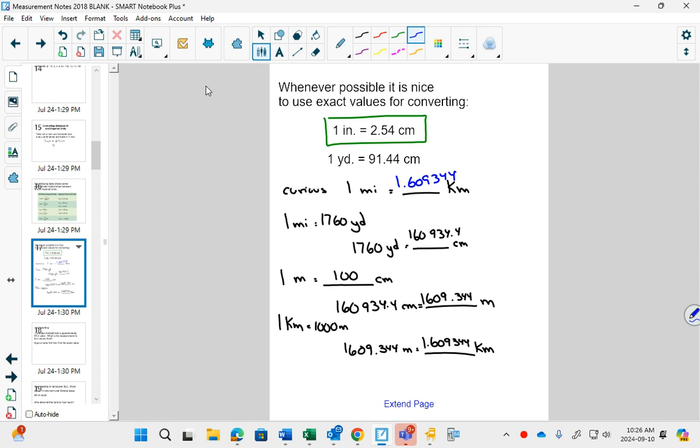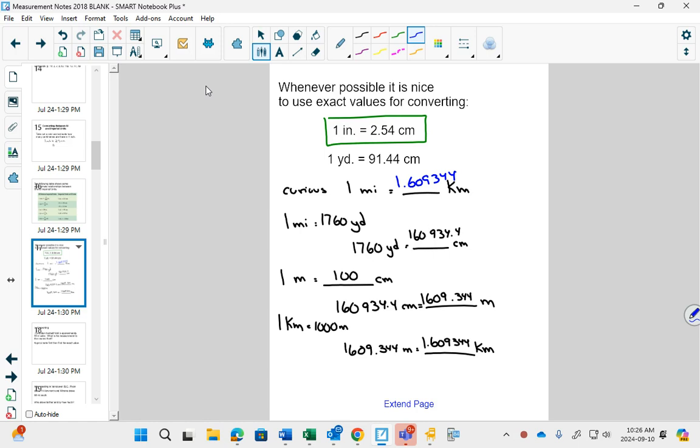$1.609344. Does 1.6 seem like a good estimate? Yes, it's not bad at all. If we wanted to be more accurate, 1.61 would be a better estimate than 1.6. And if we wanted to be more accurate, 1.609 would be a better estimate than 1.61. But if we wanted to be exact, we just figured out our exact conversion.